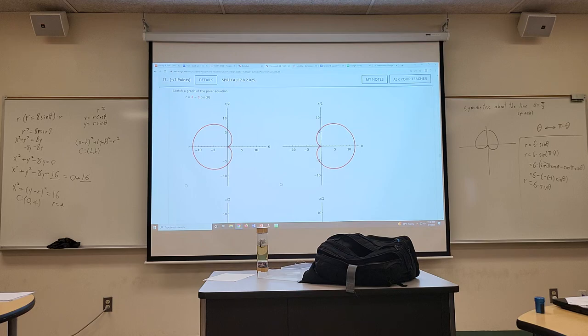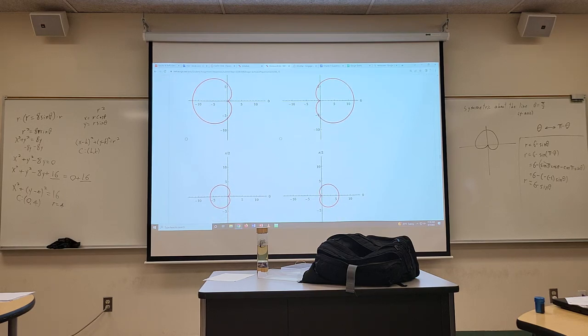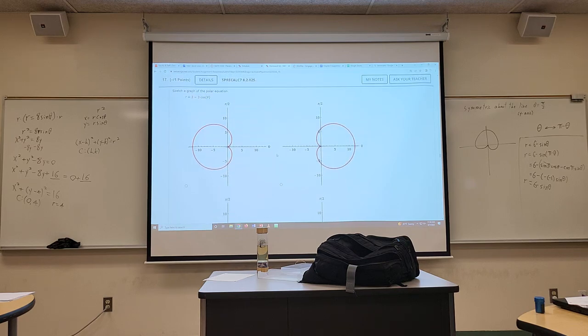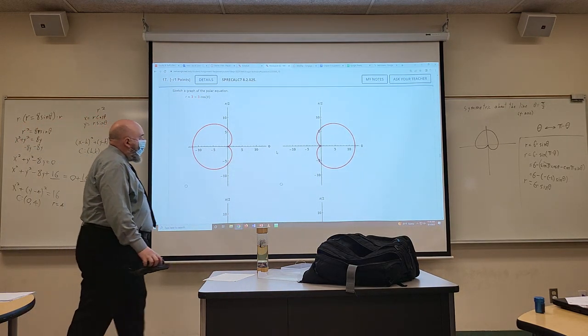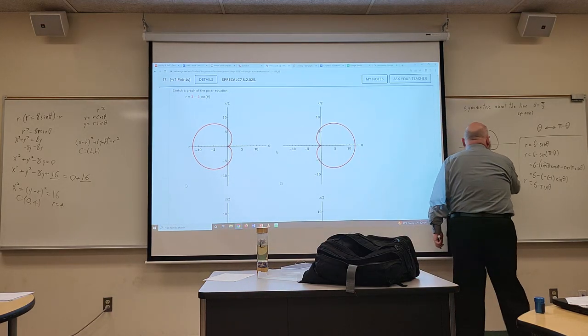If I plug in a 0 for theta, what's the cosine of 0? Cosine of 0 is 1. 3 minus 3 is 0. Not helpful, it turns out, because that means that I'm at the pole. Well, all of them hit the pole. So, let's try pi over 4 instead and see what that does for us. Actually, working with cosine, pi over 3 might be better. Let's plug in pi over 3 and see where that lands us.